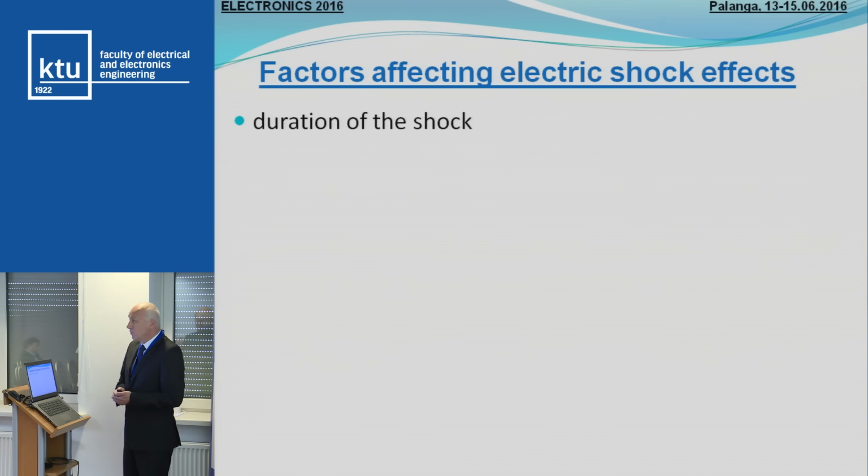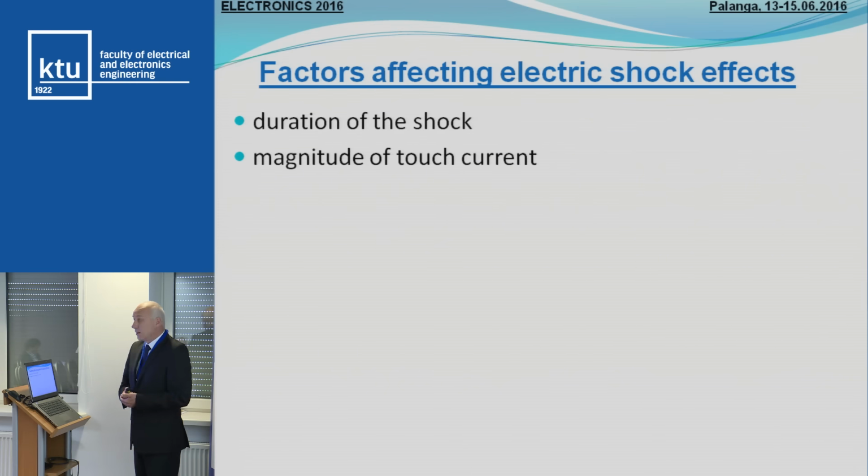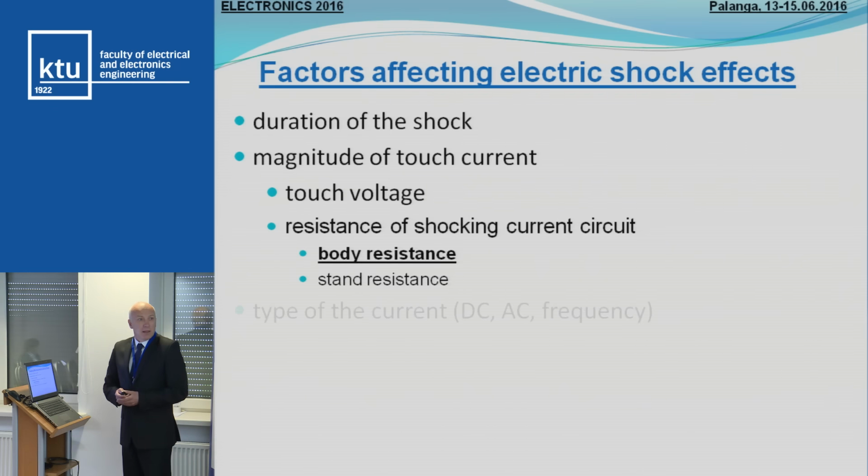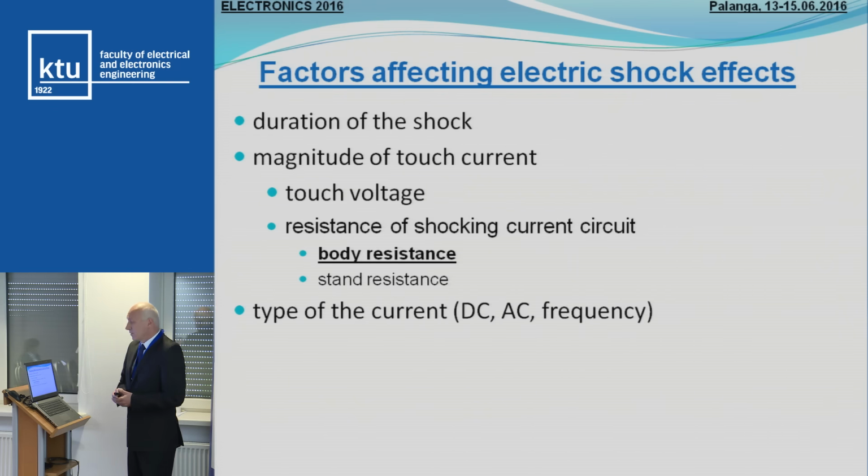The main two factors affecting the effects of electric shock are, of course, the duration of the shock and the magnitude of touch current. The touch current depends on the touch voltage and resistance of the shocking circuit, the whole shocking circuit. Especially in this shocking circuit, we can find two main resistances. It's the body resistance and stand resistance, I mean shoes and floor, etc. Of course, also the type of the current is important.